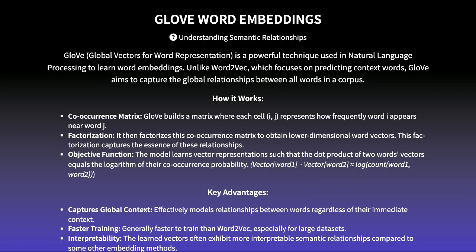Let's dive into GloVe. It's a technique in NLP that helps computers understand the meaning of words, not just as individual tokens but in relation to each other. Think of it like building a map of how often words appear together. We call this a co-occurrence matrix. Then, using clever math, GloVe factors this matrix down into smaller vectors for each word. These vectors capture these relationships, and the goal is that the dot product between two word vectors will roughly equal the log of how many times they appeared together in the data. It's faster to train than some other methods, and often provides more intuitive insights into how words connect.